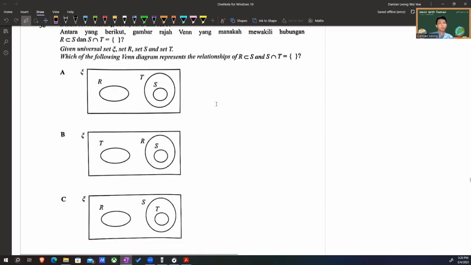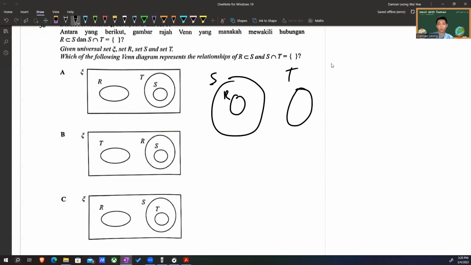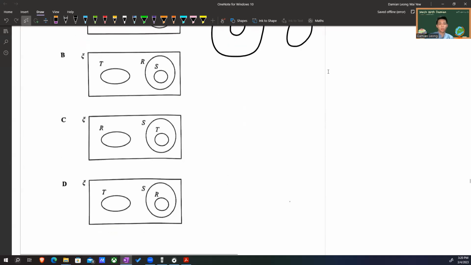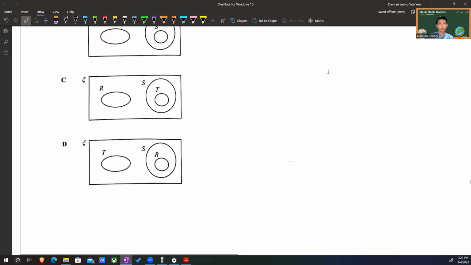Okay, then question 30. I have the universal set, set R, set S, and set T, which represents these relationships. R subset of S means R should be inside set S. S intersect T is the empty set, which means S and T are separated. So something like this, which would be this one, answer D.